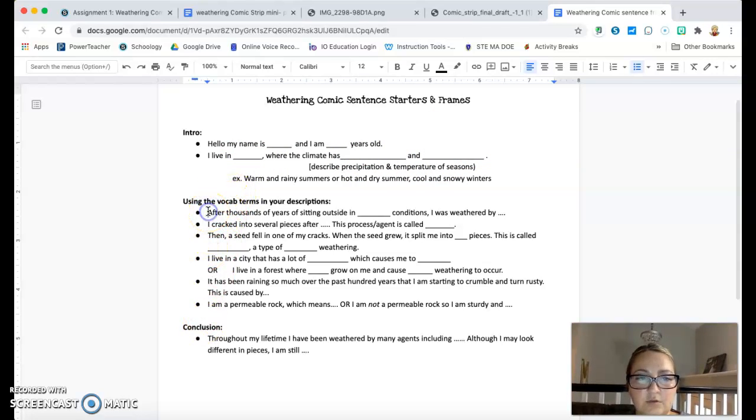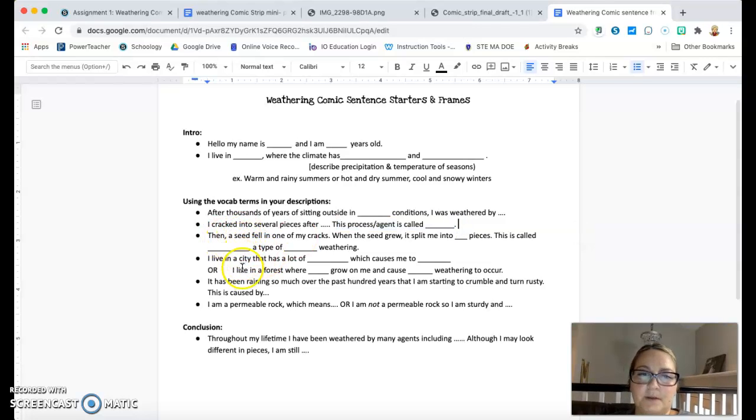So each bullet point could be one box. After thousands of years of sitting outside in blank conditions, I was weathered by, and you would explain what you were weathered by. And make sure you include the vocab term, which is the agent of weathering. Then down here, you're going to have some more examples. I cracked into several pieces after, and then tell us what exactly happened. And again, state what this process is called, or what the agent is called.